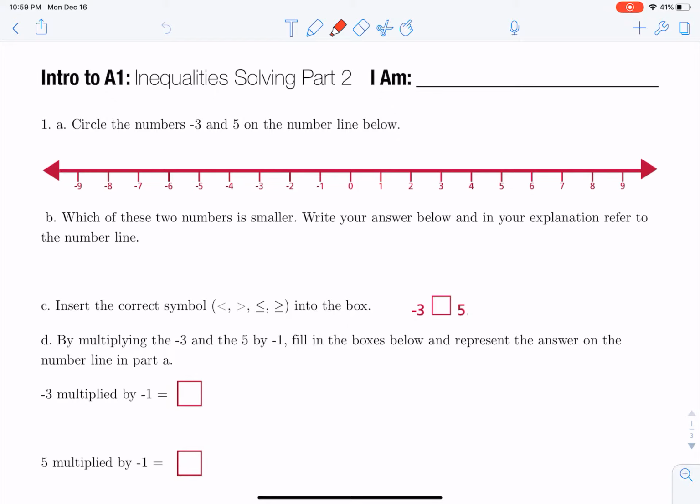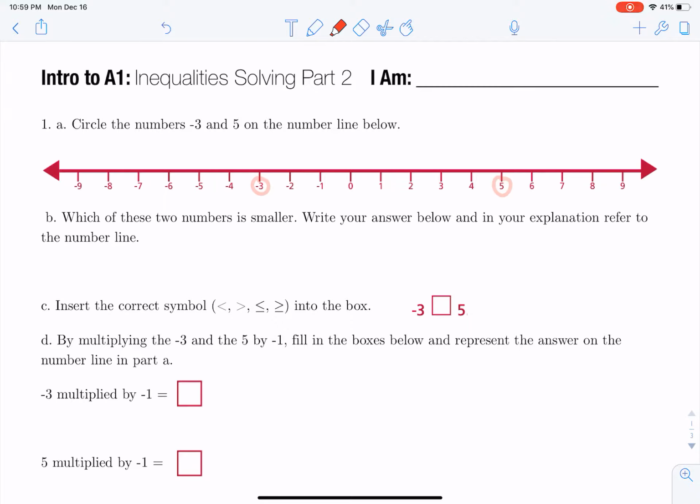So number 1 says circle the numbers -3 and 5 on the number line below. So here's -3 and here is +5. It says which of these two numbers is smaller? Write your answer below and in your explanation refer to the number line. So up here, we circled -3 and 5.